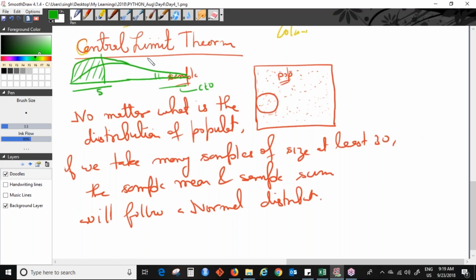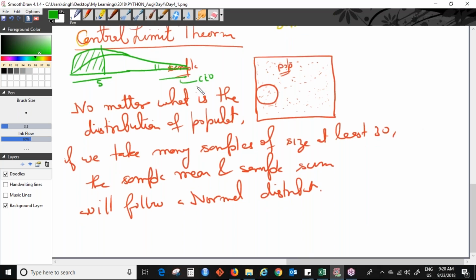Now the central limit theorem tells us that no matter what the distribution of the population is, whether it is normal or not normal, right skewed, whatever, if we take many samples of size at least 30, then what are we trying to do? We are trying to take many samples from this population. Let me take sample 1, sample 2, and all the way, let's say, 100 samples.